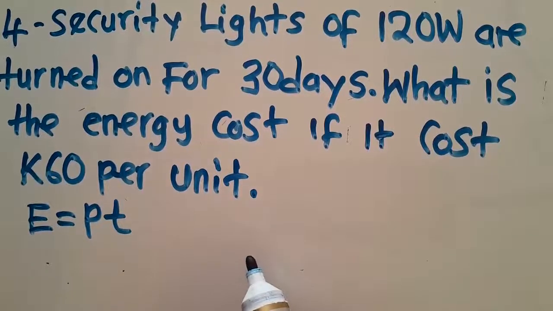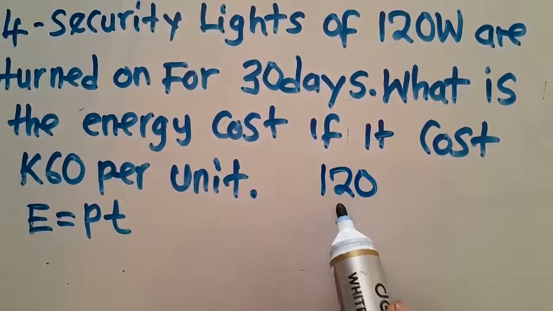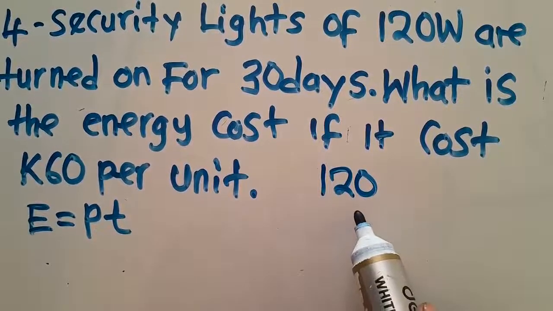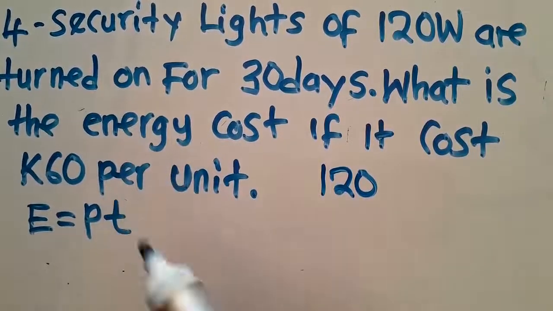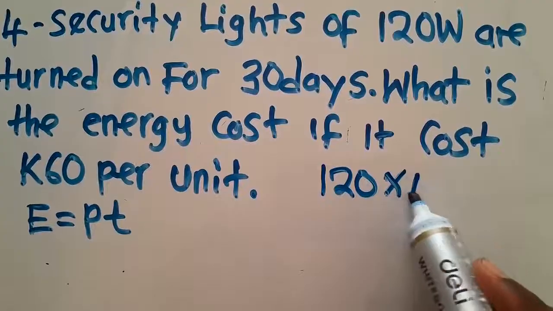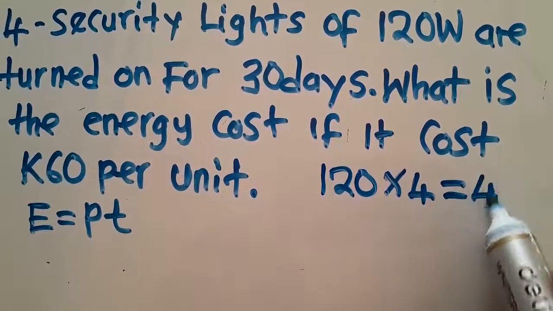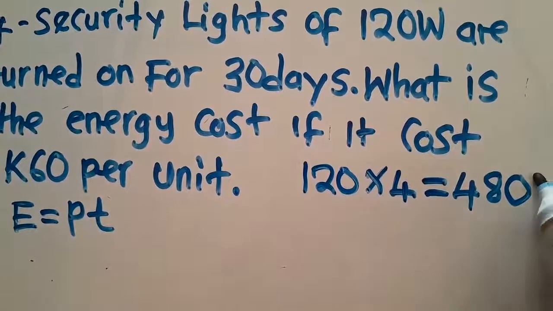So the power, I told you that we are given 120. But we are not going to use just the 120. What we are told is that there are 4 security lights. So you say 120 times 4. What answer are you getting? You're going to get 480. So that one will be 480 watts.